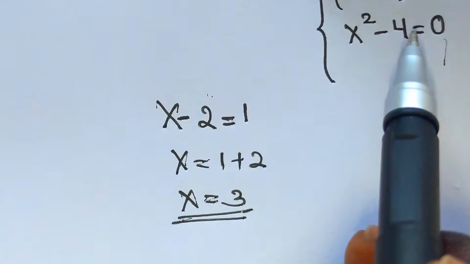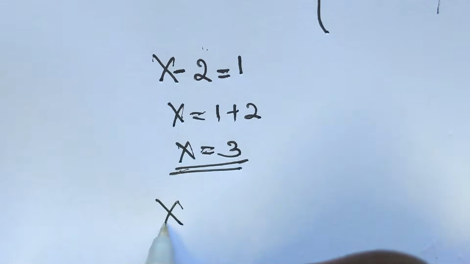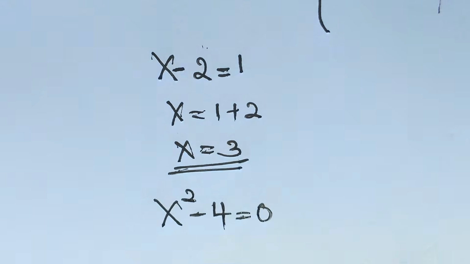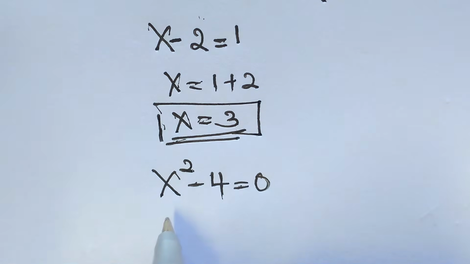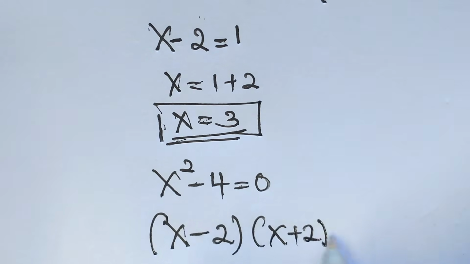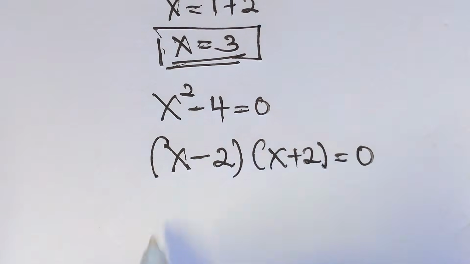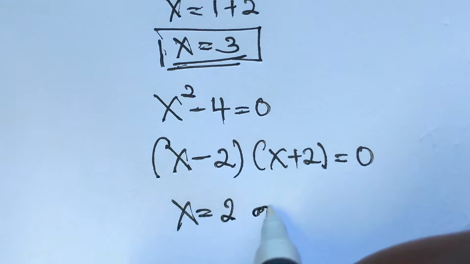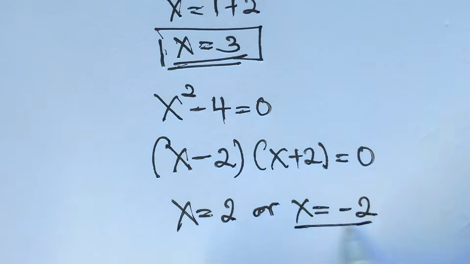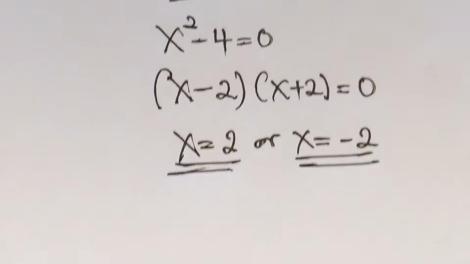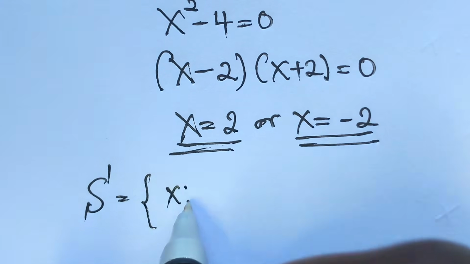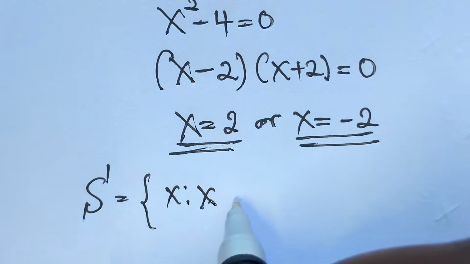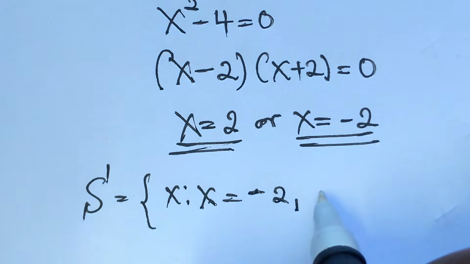Right, and then at this side, we shall say x squared minus 4 will be 0. Because this is a difference of two squares, we shall say (x minus 2) times (x plus 2) equals 0, and we shall say x equals 2 or x equals negative 2. Now, the solution set for x that we have is negative 2, 2 and 3.